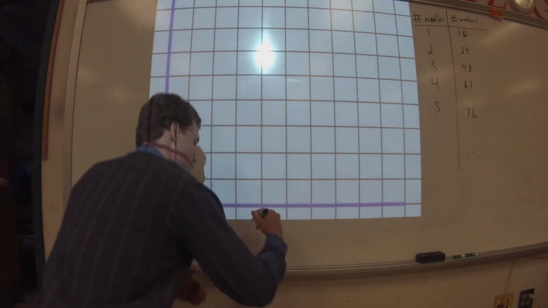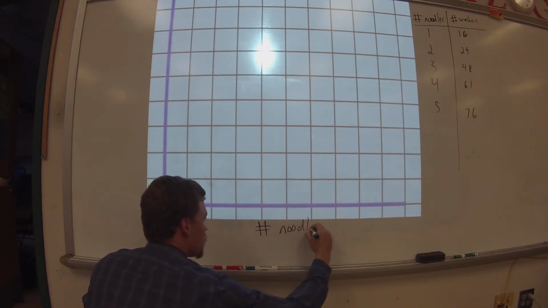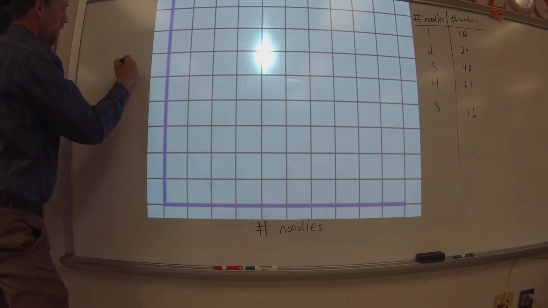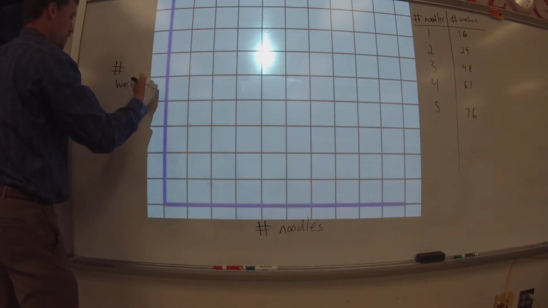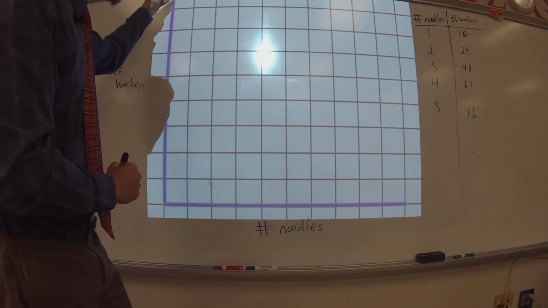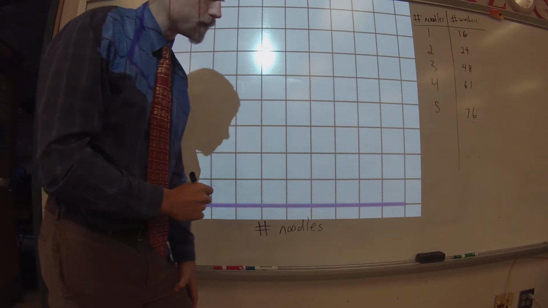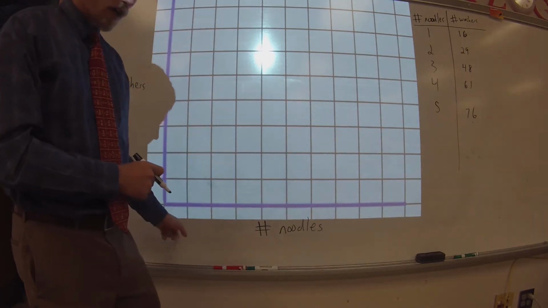So we're going to put the number of noodles down here, and then we're going to put the number of washers on the y-axis. Noodles on the x because it's the independent variable, washers on the y-axis because it's the dependent variable. Next, we need to come up with the scale for our axes.